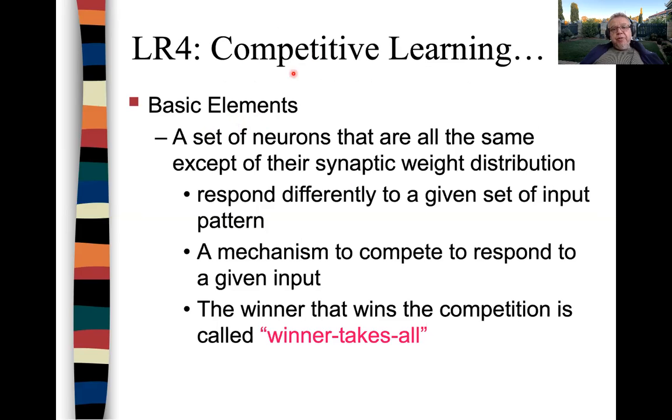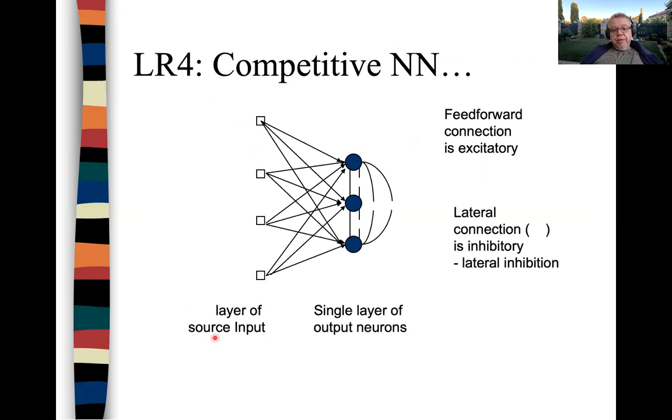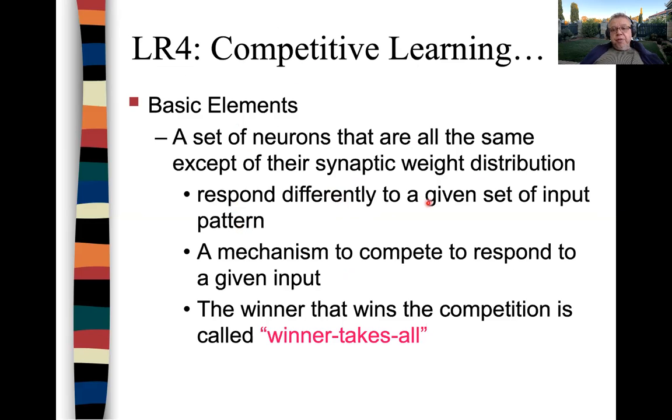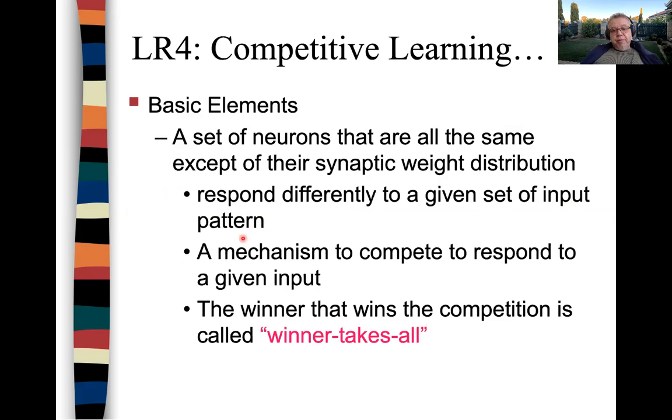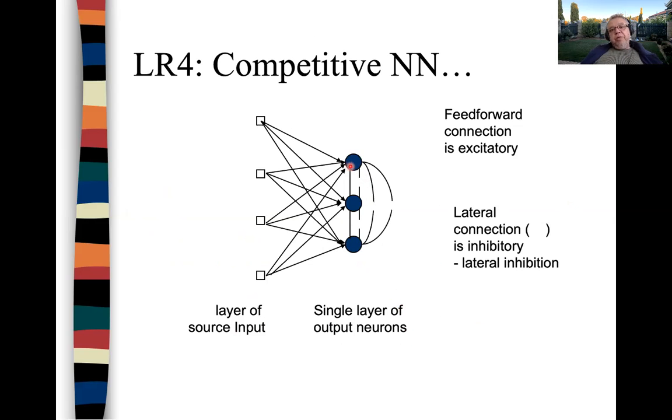So the basic elements of competitive learning: you have a set of neurons that are all the same, except for their synaptic weights. This is your input layer of source input. These are your neurons, a single layer of output neurons. Again, you have P of them, only one winner. So they respond differently to a given set of input patterns. If you have a certain input pattern, this one may give the maximum response, or be the one which is active or fires. And if you have another type of input or pattern with certain features, maybe this one would fire. It's a mechanism to compete to respond to a given input, as we explained here. And the winner that wins the competition is called the winner takes all. So it's the only winner. That's why it's called winner takes all.